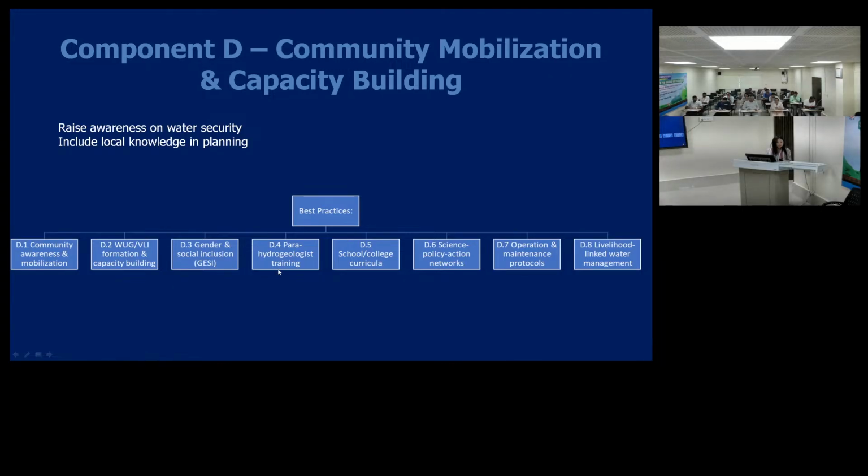Then para-hydrogeologists can be trained to monitor and map those areas. In schools and college curricula, the importance of this can be taught. Then science policy action network, operation and maintenance, livelihood link, water management. So these are the best practices in community mobilization and capacity building. This is done to raise awareness on water security and to include local knowledge. When we speak of springshed management, local people, local knowledge and raising awareness are very important.